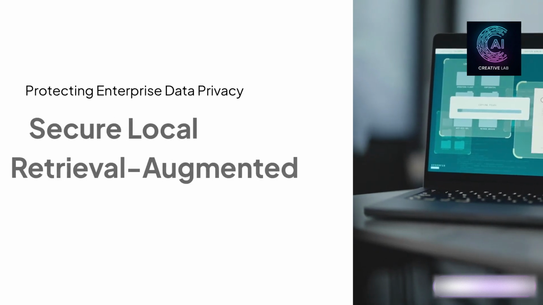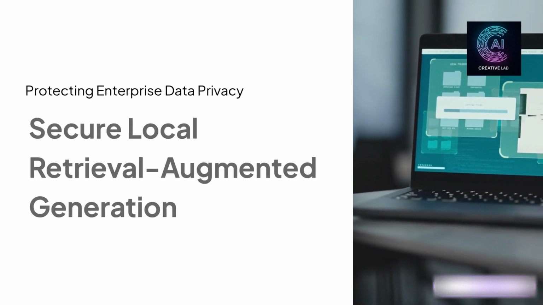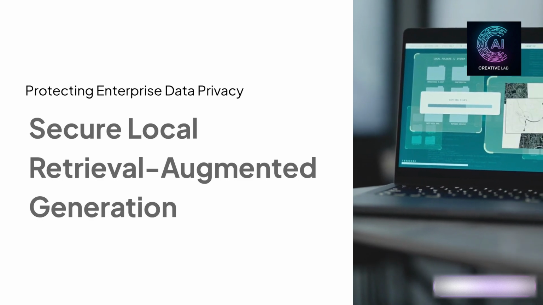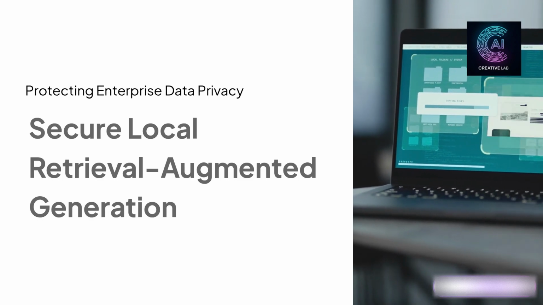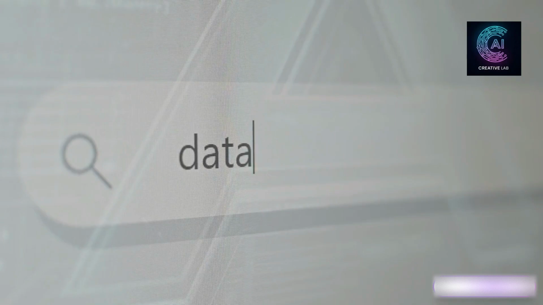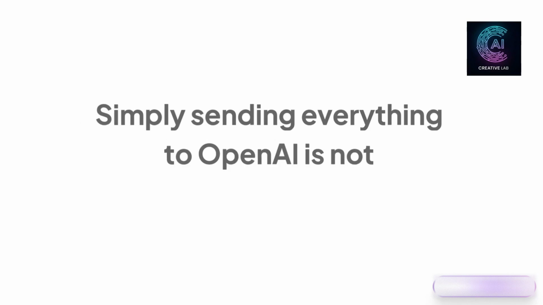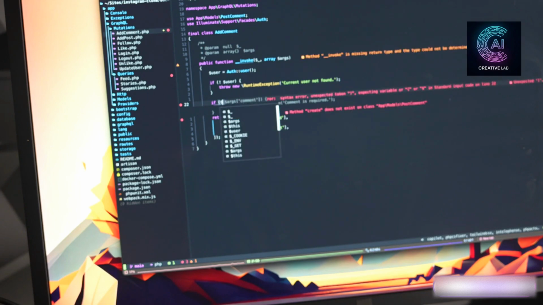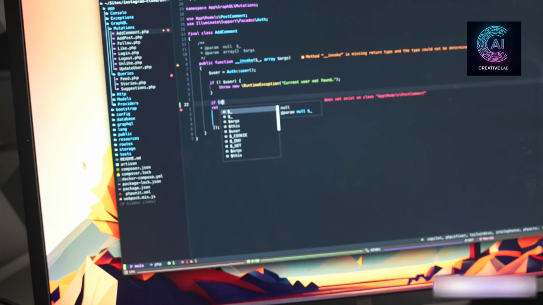Transmitting your company's proprietary code, financial documents, or internal architecture files to a cloud API poses significant security threats. When developing AI solutions for enterprises, safeguarding data privacy is crucial. Simply sending everything to OpenAI is not acceptable. Today, we are addressing this concern by creating a completely local, fully secure retrieval augmented generation pipeline.